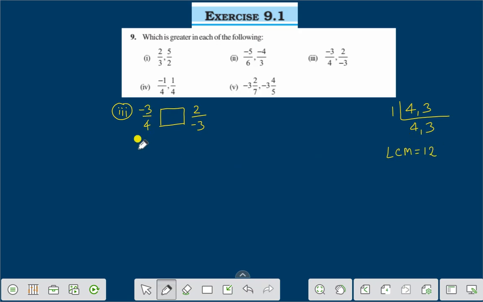This number is minus 3 by 4. You divide the number 12 by 4, it gets 3. Therefore, you have to multiply 4 with 3, and minus 3 is also multiplied by 3. Then you are getting minus 9 and 4 3 is 12. And this is 2 by minus 3, that is the same as minus 2 by 3 in standard form. Now if we divide 12 by 3, we will get 4. That means 3 into 4.